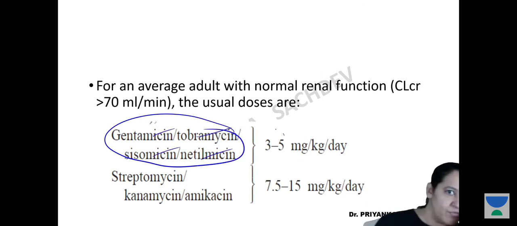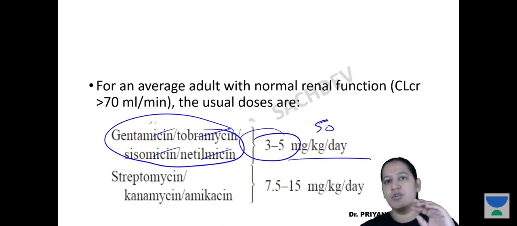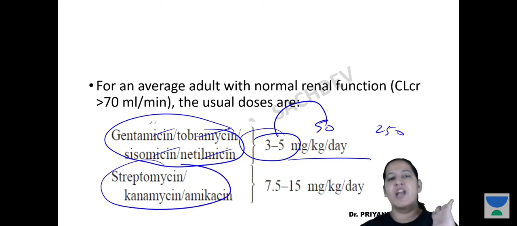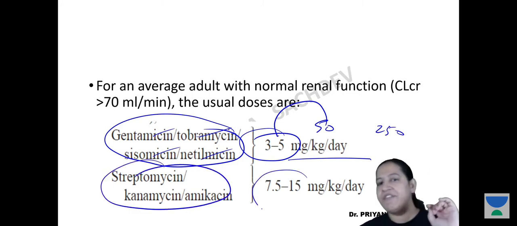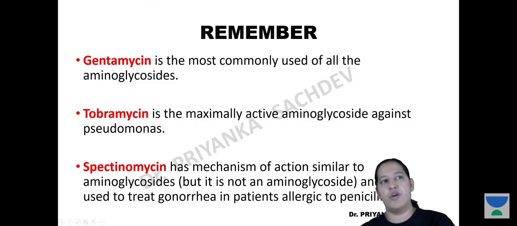The dose is 3 to 5 milligram per kg per day. If the patient is 50 kg, so 50 into 5, it is 250 milligram. Streptomycin, kanamycin, amikacin, it is 7.5 to 15 milligram per kg per day. That is the maximum dose you can offer to your patient. And these are the one-liners. Learn the one-liners on your own.